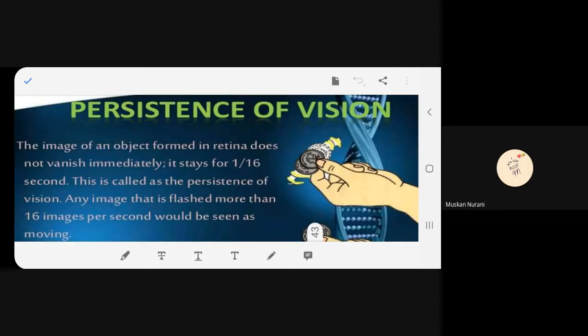And any image which is flashing more than 16 images per second, that means in 1 second you are flashing 16 images, that becomes like a movie, what you see in the theater. You understand? It is moving so fast. It looks like a movie, as if it is moving. One by one, you get the episodes. You understand now?